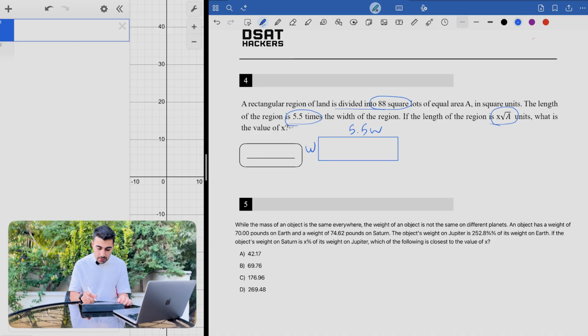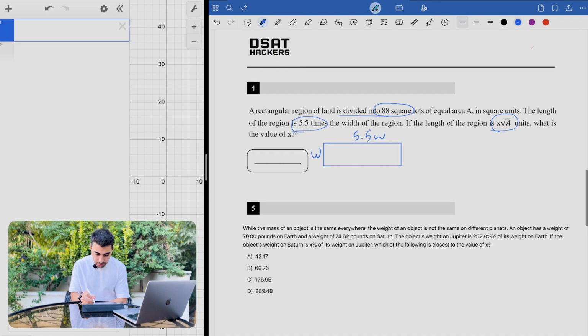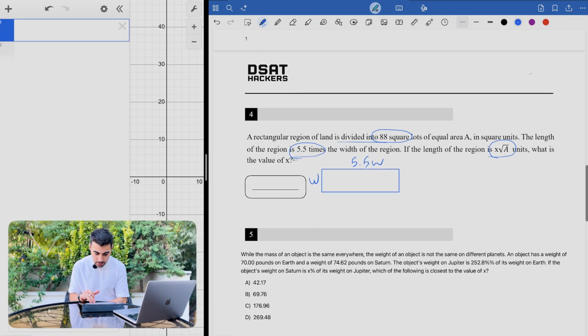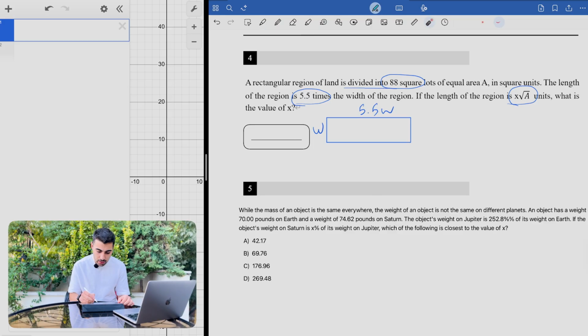Okay, so first of all, the area of this region is divided into 88 square units. The area of this rectangular region is width times length. So W times 5.5 W. And if we divide it by 88, so we're dividing basically the area into 88 equal parts, that is going to be equal to A, right? The same A as here. So I'm going to write that first equation. I'm going to do 5.5 W times W, so it's going to be W squared, divided by 88 should be equal to A. That's the value of A.